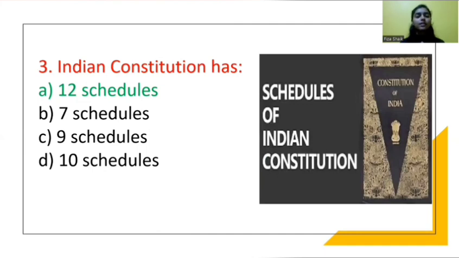Question number 3. Indian Constitution has option A, 12 schedules, option B, 7 schedules, option C, 9 schedules, and option D, 10 schedules. So the Indian Constitution has 12 schedules.